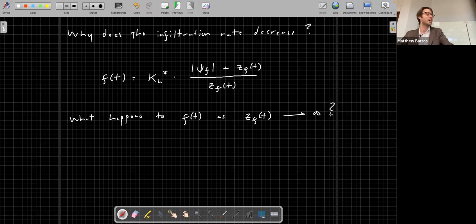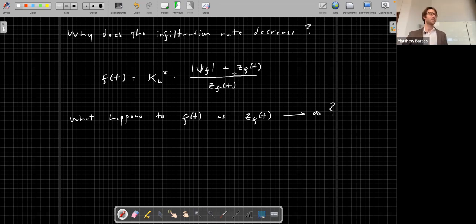So I've posed a question here. We have this expression for the infiltration rate. It's equal to the saturated hydraulic conductivity times the matrix potential plus the depth of the wetting front divided by the depth of the wetting front. What happens as the depth of the wetting front keeps growing and goes to infinity? What happens to the infiltration rate? Yes? So it'll actually approach a positive value.